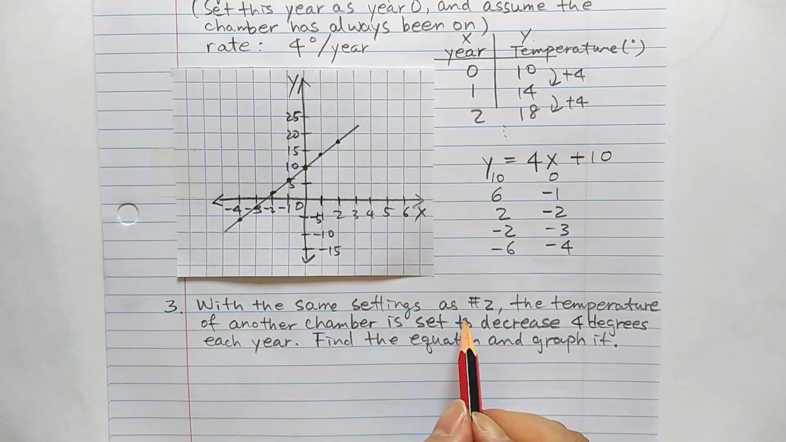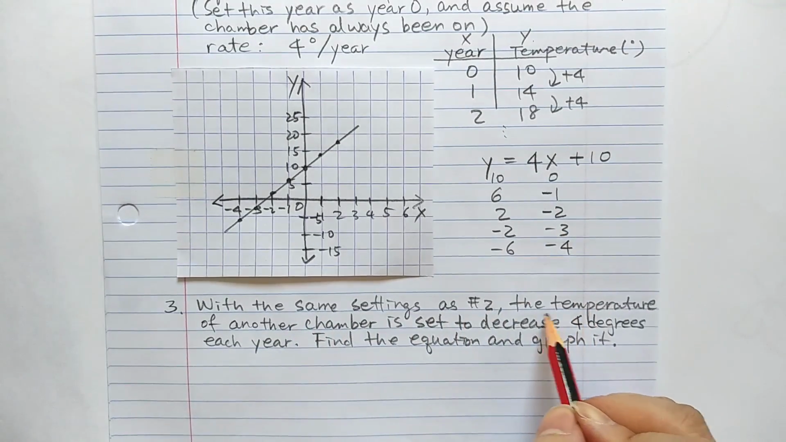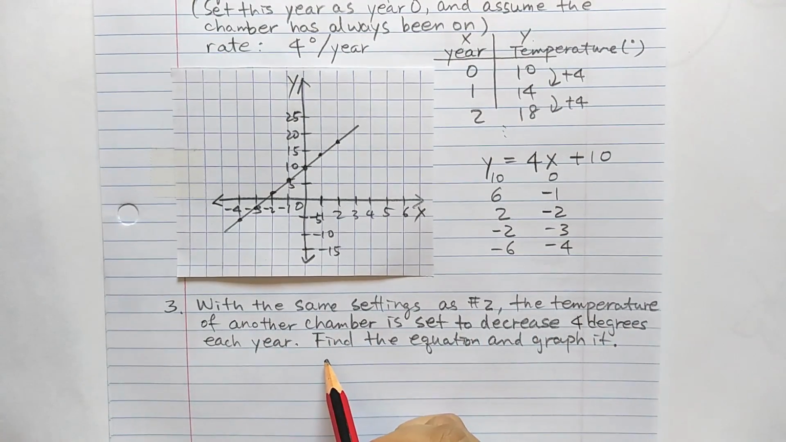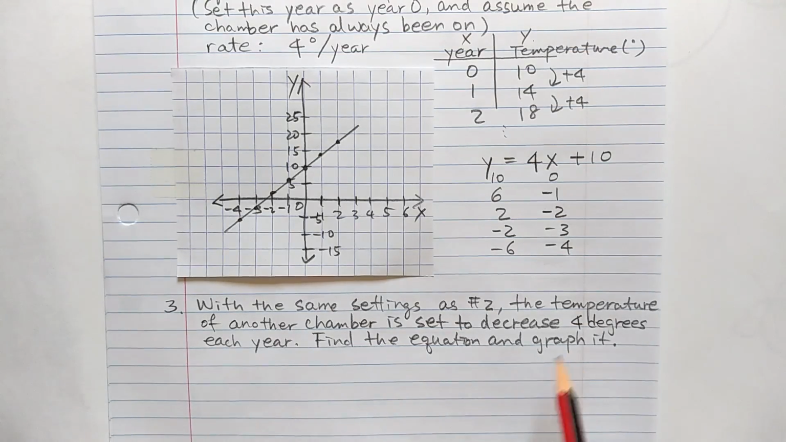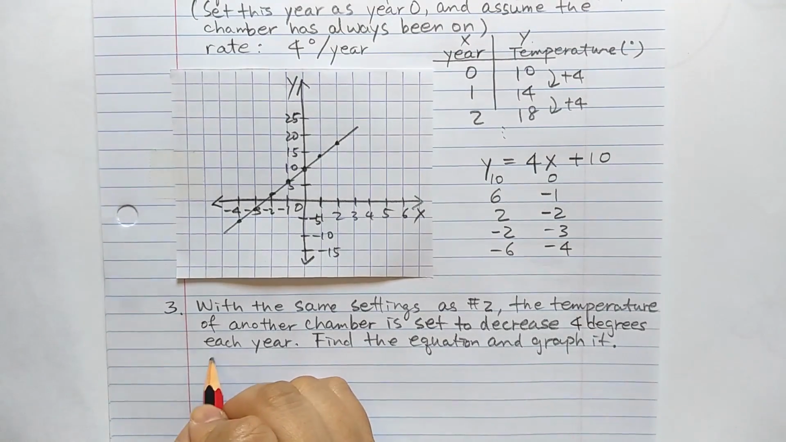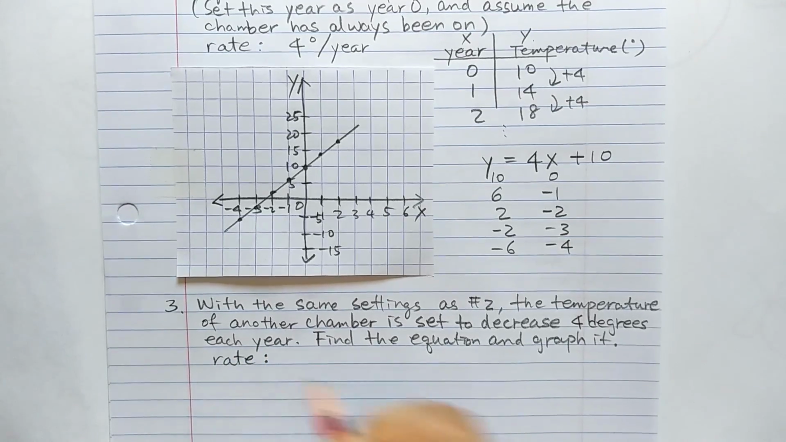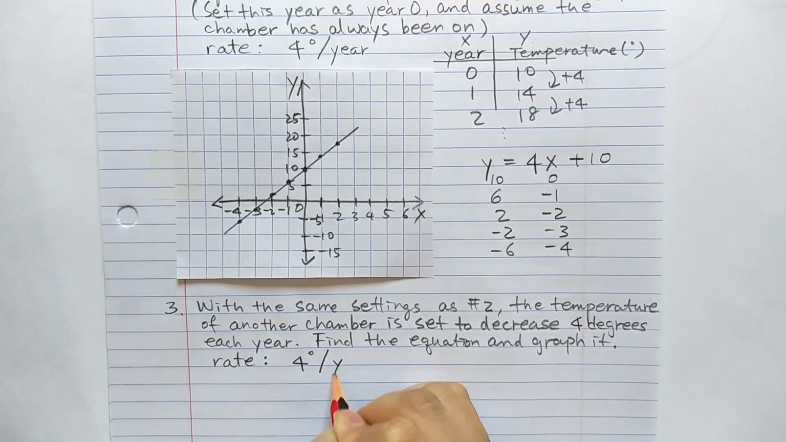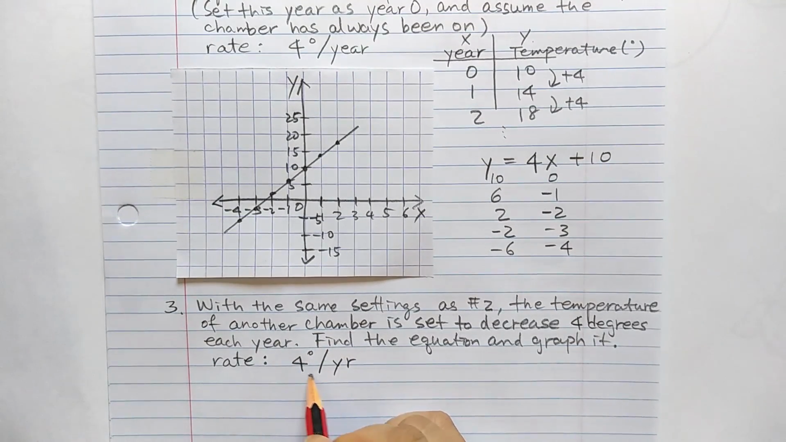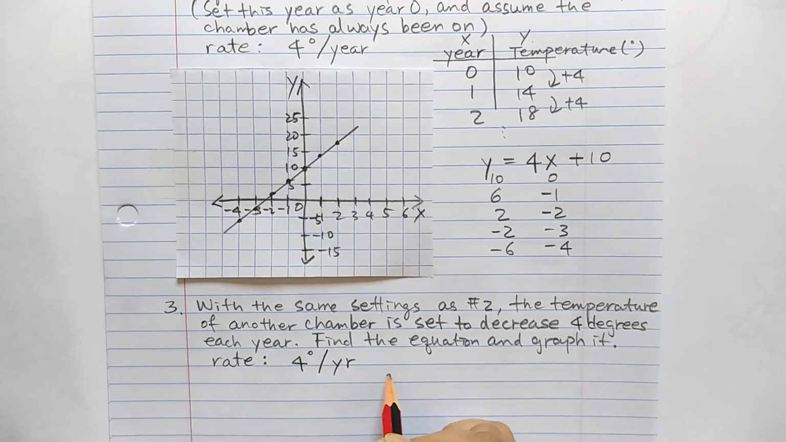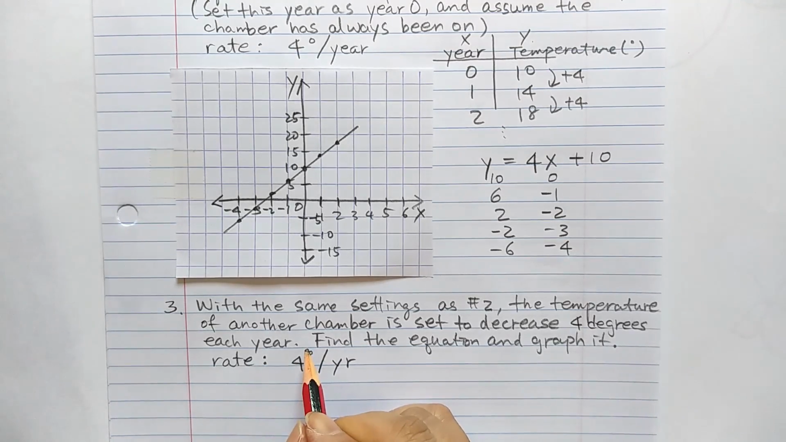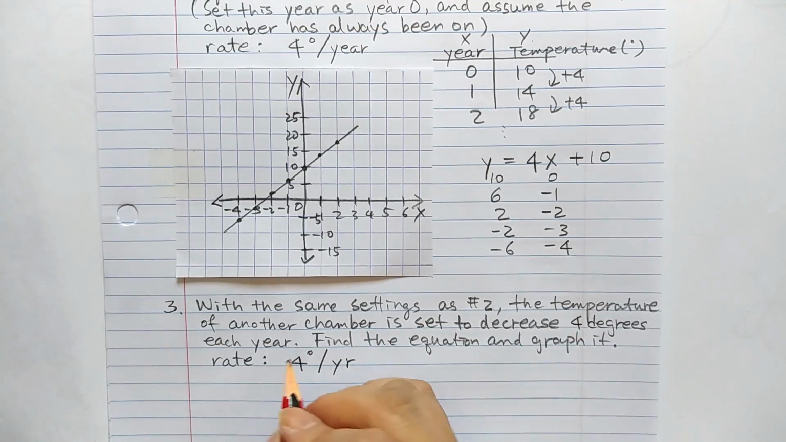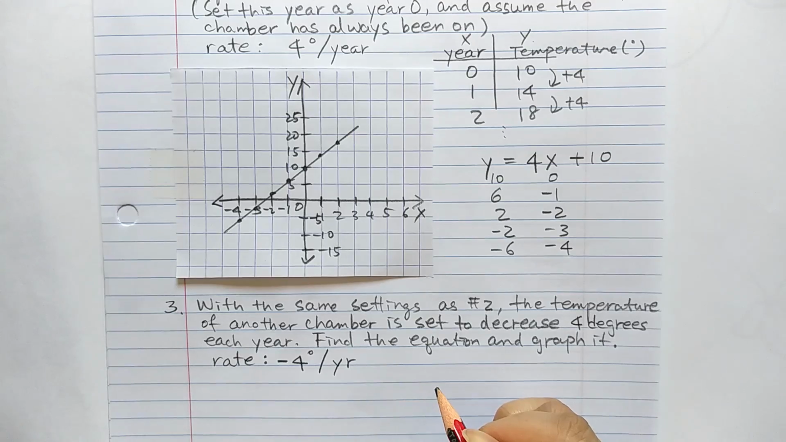With the same settings as the previous problem up here, the temperature of another chamber is set to decrease 4 degrees each year. Find the equation and graph it. Let's find the rate first. Is the rate 4 degrees per year? 4 degrees per year means as year increases, the temperature also increases. But it is set to decrease 4 degrees each year, so it is negative 4 degrees per year.